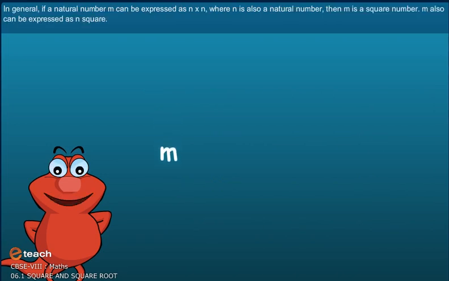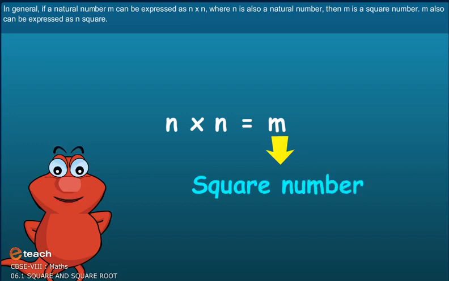In general, if a natural number m can be expressed as n multiplied by n, where n is also a natural number, then m is a square number. M can also be expressed as n square.